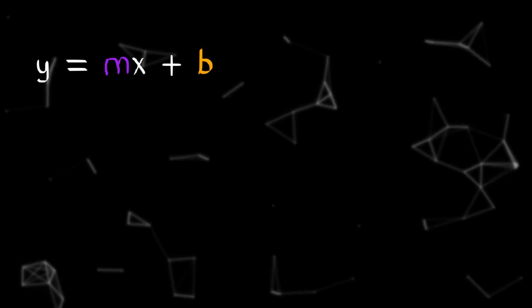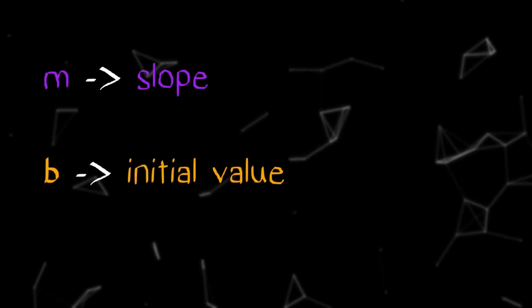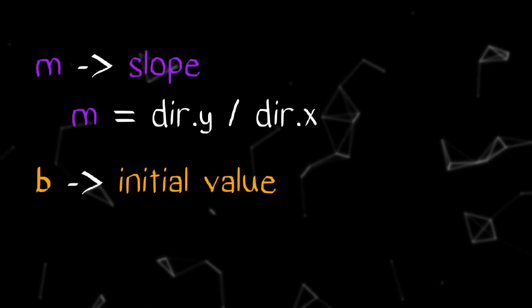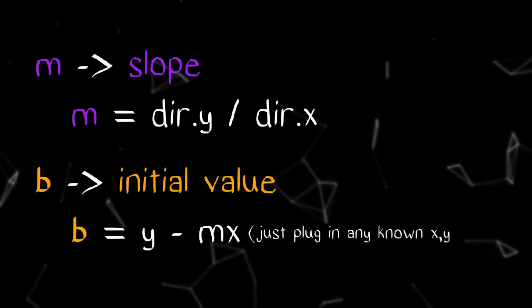Edge intersections boil down to the classic y equals mx plus b equation of a line, where m is the slope and b is the initial value. Slope is easily calculated from the direction, rise over run, and the initial can be obtained from some simple rearrangement of the equation.